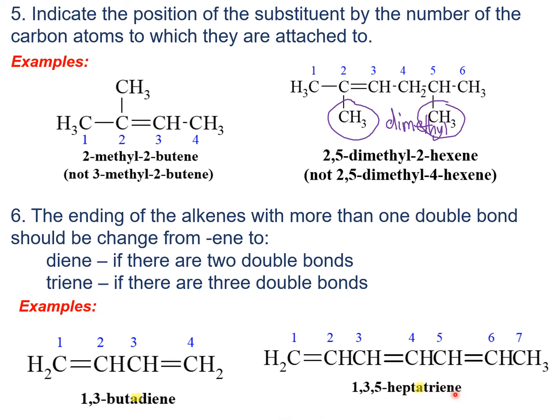Okay. Lepas tu, you have to bagi tahulah kedudukan double bond tu dekat carbon number berapa. In this case, kedudukan carbon number 1, number 3 and number 5. Okay, so that's why dia punya nama dia ialah 1,3,5-heptatriene. Okay.